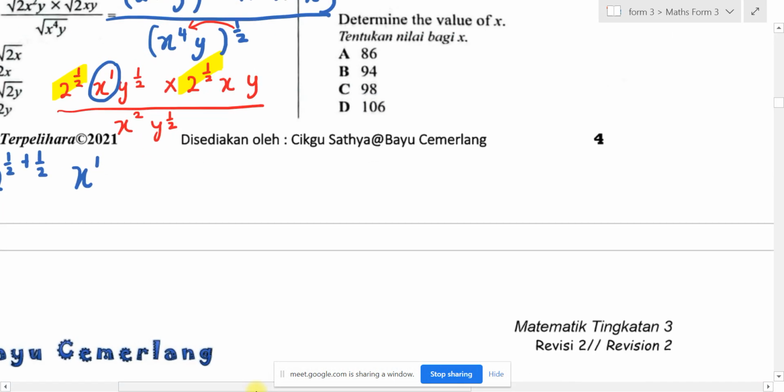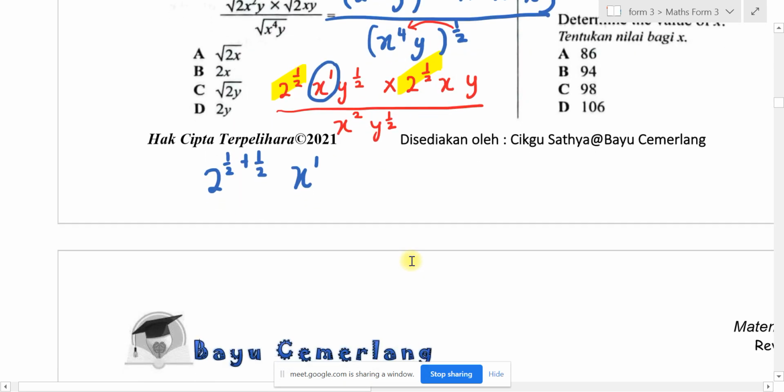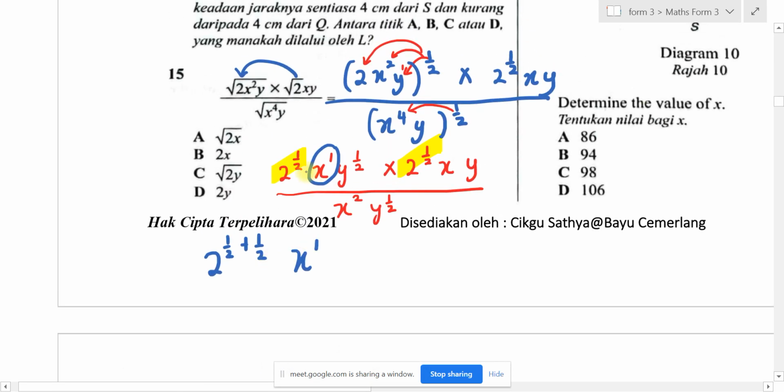All right, where are we? So x, we got power 1 here, we got power 1 here, so you plus them because you're multiplying, and then this one is dividing, so you minus 2 here. And then we have power y, right? Y, sini power 1 over 2, and here you got power 1, so plus 1, because you're multiplying here, and dividing with 1 over 2.